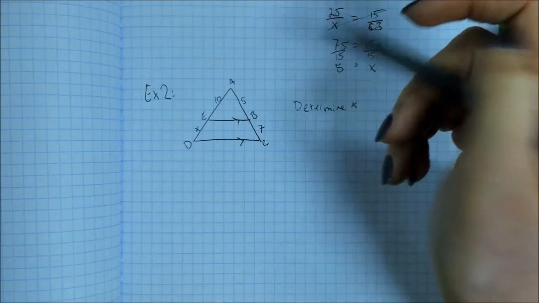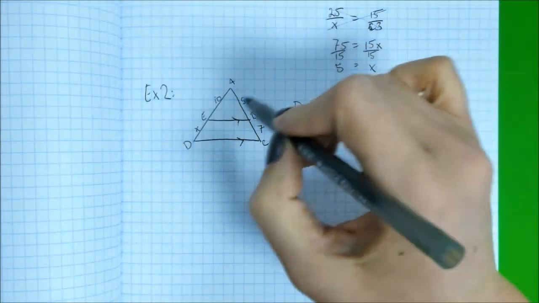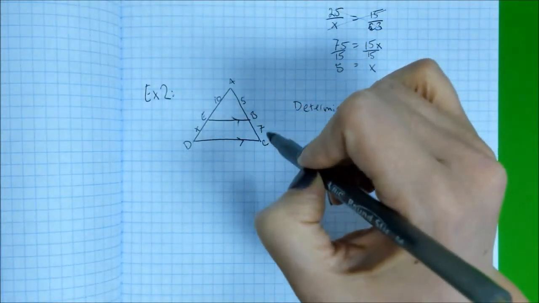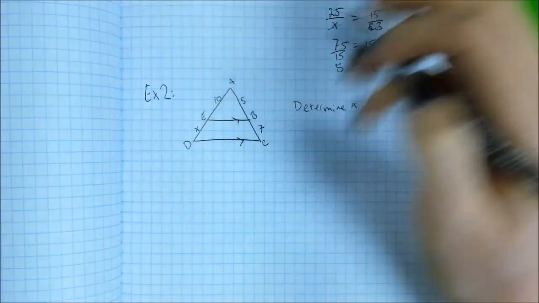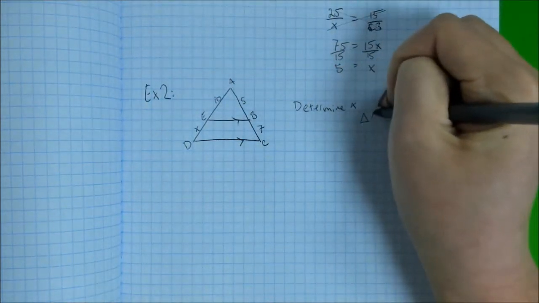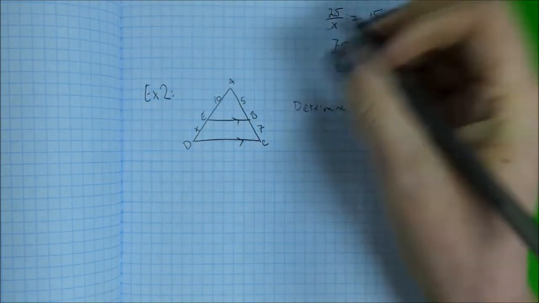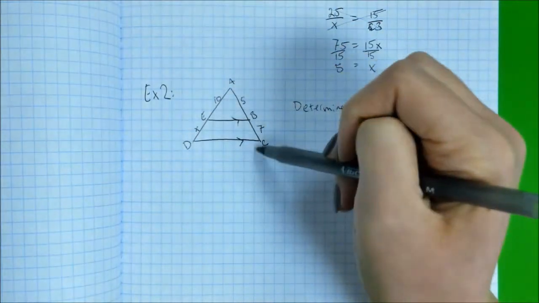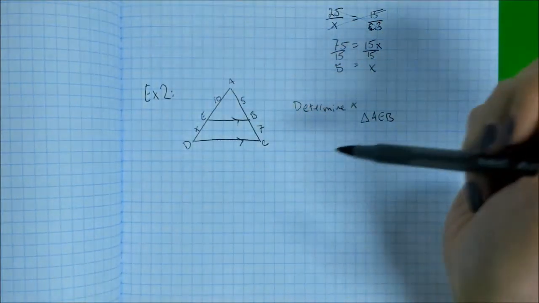All right, so they want me to find X. So I have to figure out which triangles here are similar. I see 2 triangles. I see triangle AEB, and I see this bigger triangle around it, ADC or ACD. I'm not sure which is equal yet.